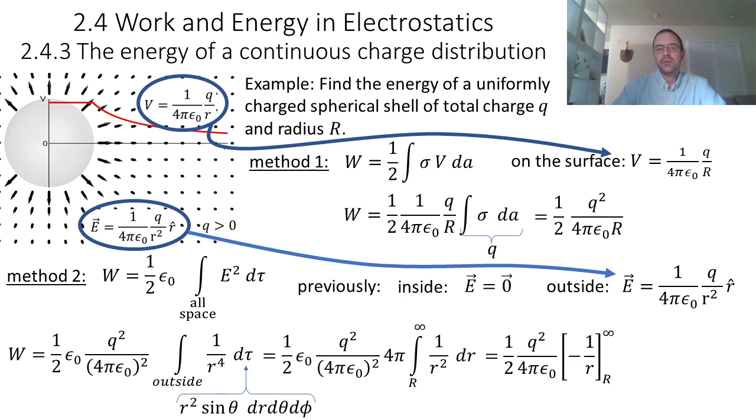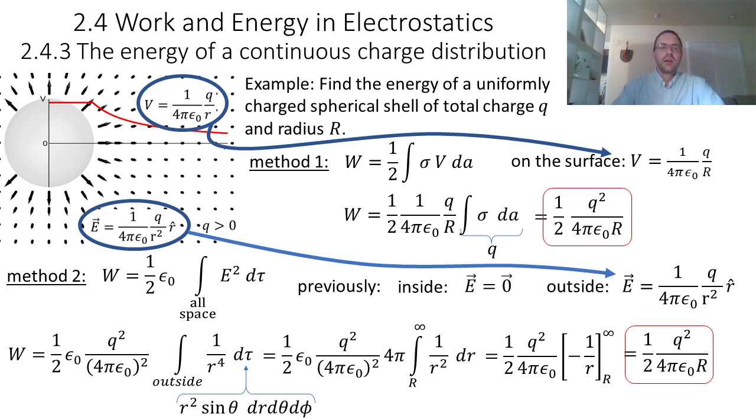So this integral is simply minus 1 over r between R and infinity. And so in the end, the energy is equal to 1/2 q squared over 4 pi epsilon naught R. And of course, the two methods give the same result. A note here, you see that a point charge is like a shell with R equal to 0. And you see that for a point charge, you would have 1 over 0. So the energy to create a point charge would be infinite.